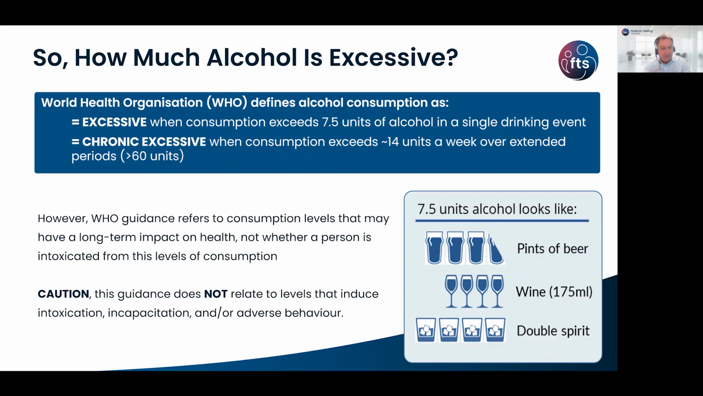So chronic excessive, obviously chronic is when something exists for a longer period. Excessive might be a one episode, a binge episode where they have excessively consumed more than 7.5 units. If it's chronic, it's longer term, it's more consistent, and they define this as when consumption exceeds around 14 units a week over extended periods, therefore sort of 60. If they're getting up to 60 units, then that sort of becomes chronic excessive.